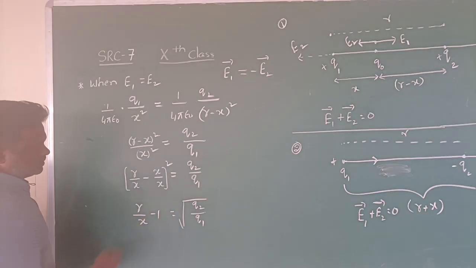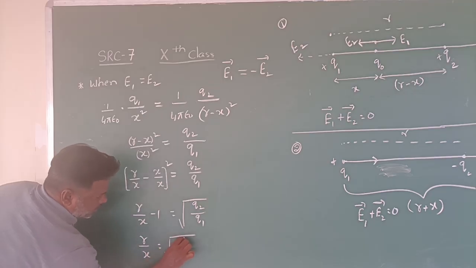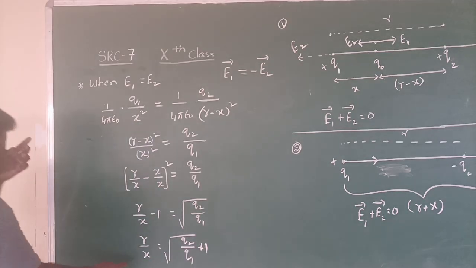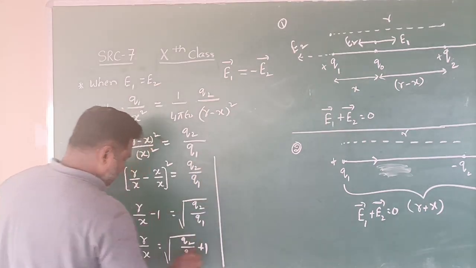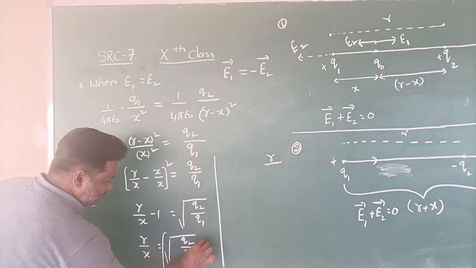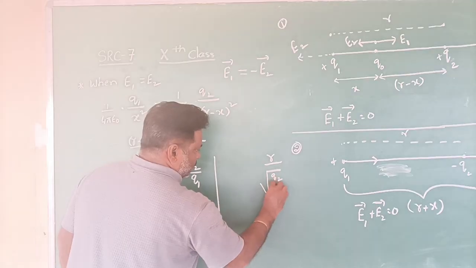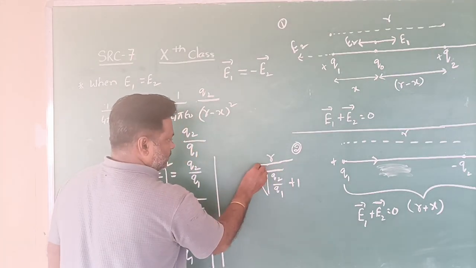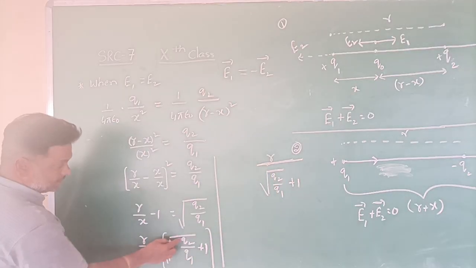Take this minus 1 to the right hand side. R by x is equal to root over Q2 by Q1 plus 1. What do you want? You want to calculate x. Just interchange these two. Then r is there, and this whole term is considered as a single term that will come to the denominator: root Q2 by Q1 plus 1, is equal to x.